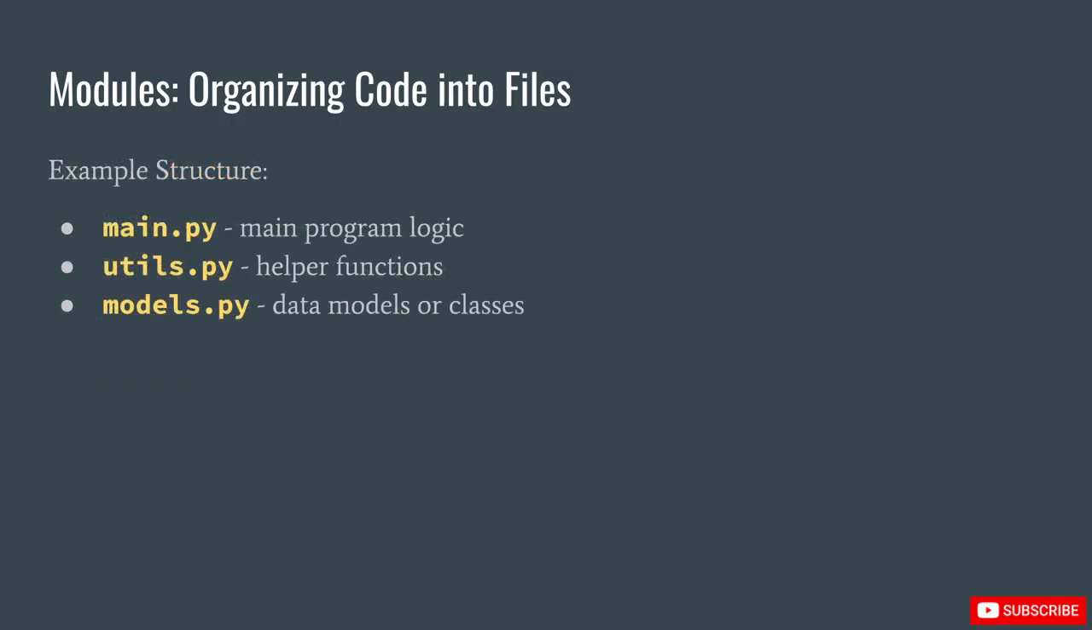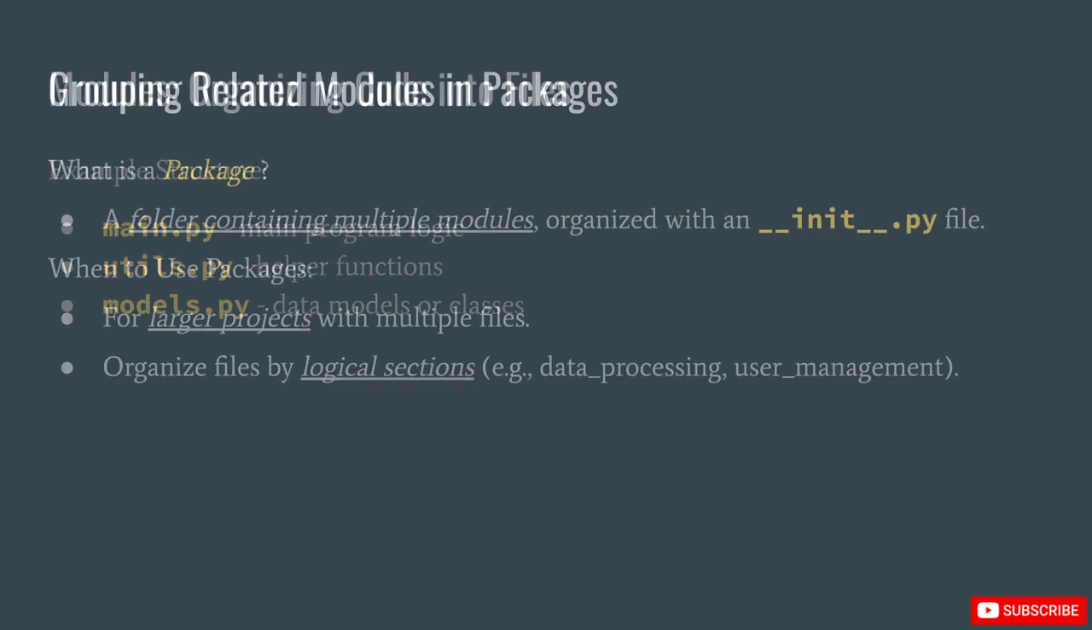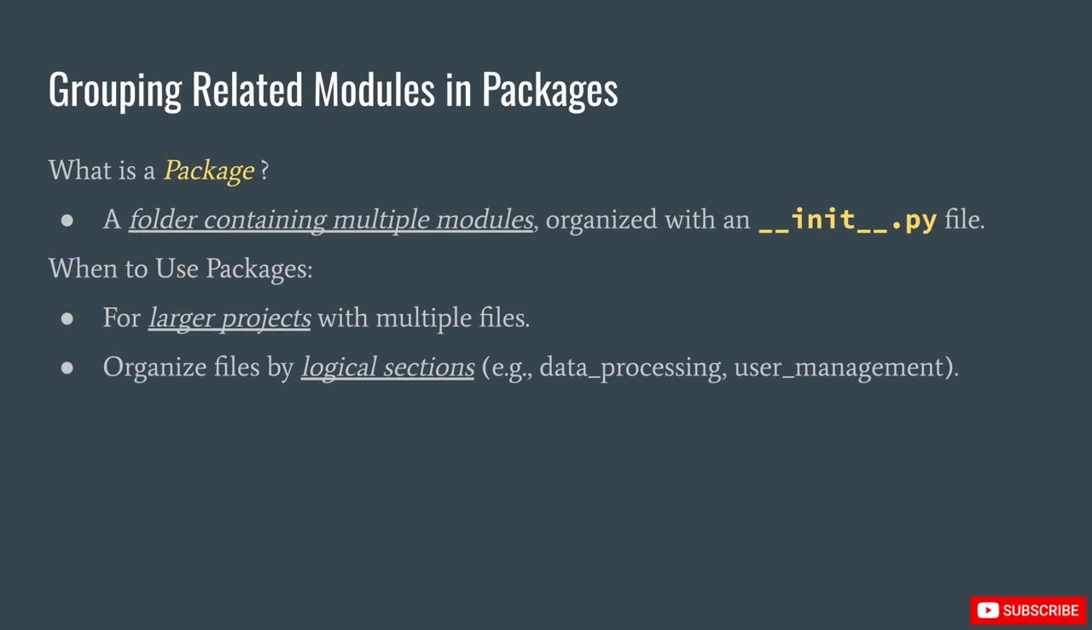As an example structure for organizing your code into modules, you might have a main file for the core program logic, a utils file for helper functions, and a models file for data models or classes. This separation helps keep each file focused on a specific part of the project, making your code more organized and easier to maintain. A package is essentially a folder that contains multiple modules, and it's organized with a special __init__ file with double underscores around it.